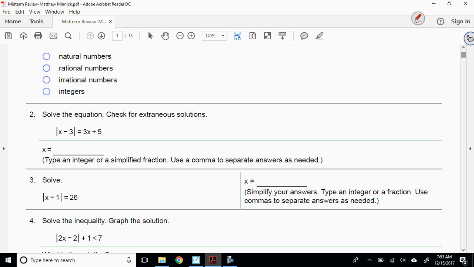Number 3, there are 2 answers. They're not plus or minus the same thing. One of them is -25. The other one is +27. So number 3, we're looking for -25 and +27. Number 4, the solution set is that x is between -2 and 4, or -2 is less than x is less than 4, which is the way that it probably ought to be written.